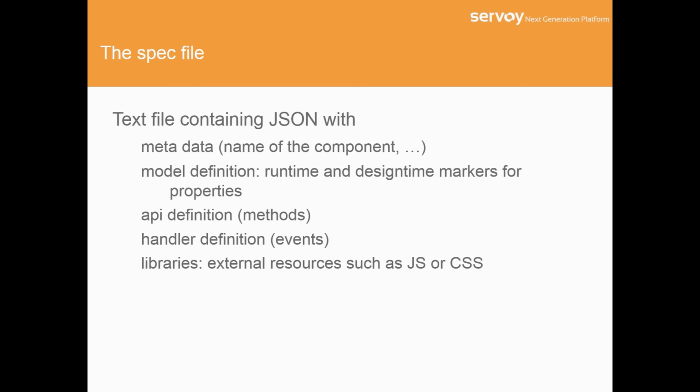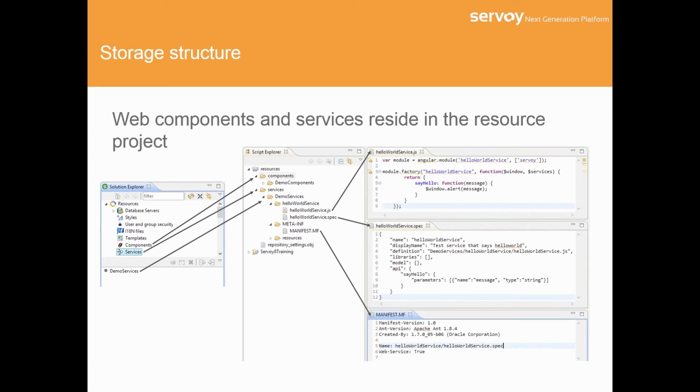So where are they? They reside in the resources project. So I don't know if you can see that right here. In the resources, you will find a components directory and a services directory. This one is for the web components and the other one is for services. And then I think I have a service opened here, a Hello World service. There you see the JavaScript file. The service doesn't need the HTML part. Here is the Angular service definition. We'll look at that a bit later.